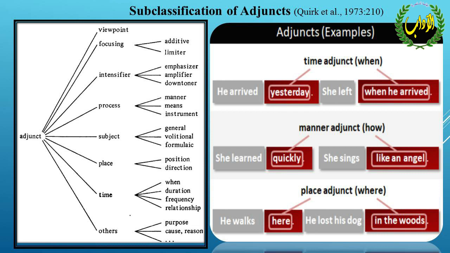For some examples related to these, time adjunct using when: he arrived yesterday, she left when he arrived. Manner adjunct: she learned quickly, she sings like an angel. Place adjunct: he walks here, he lost his dog in the woods.